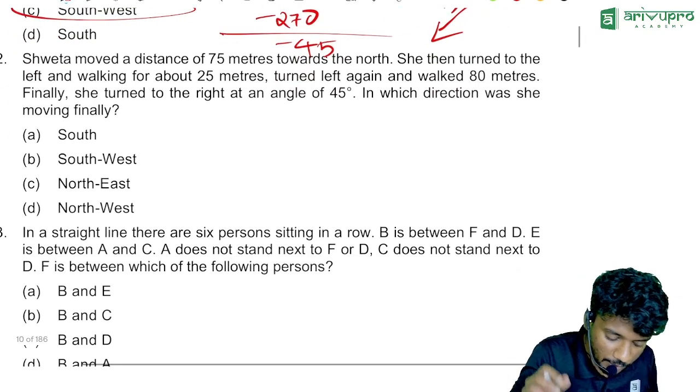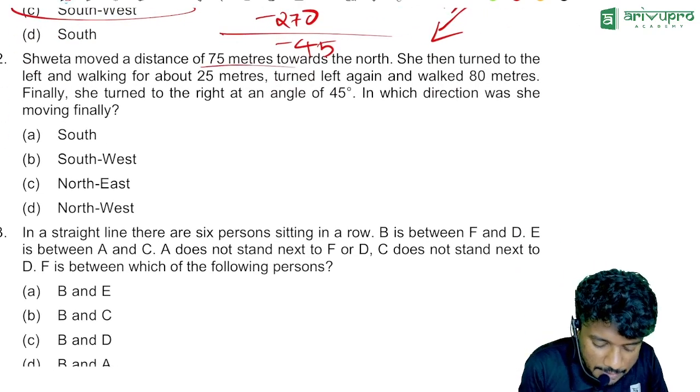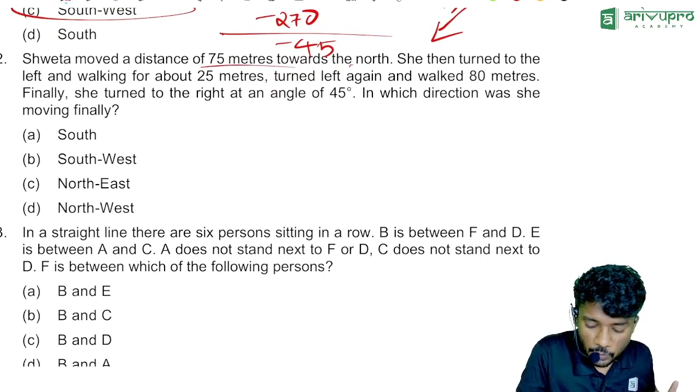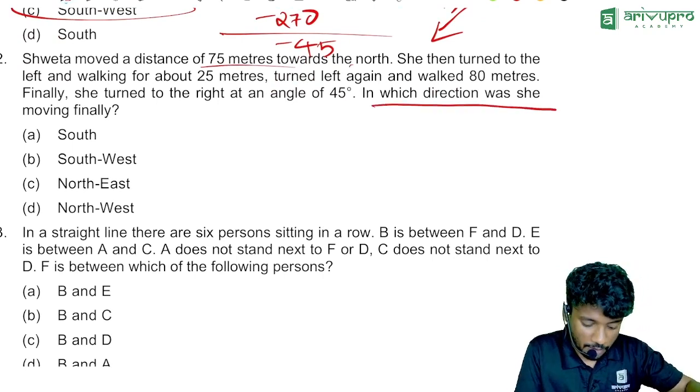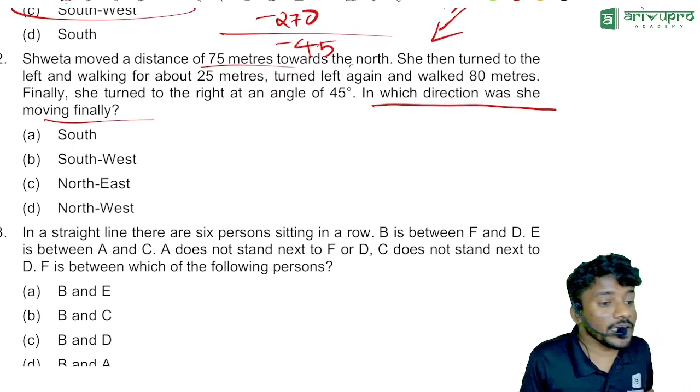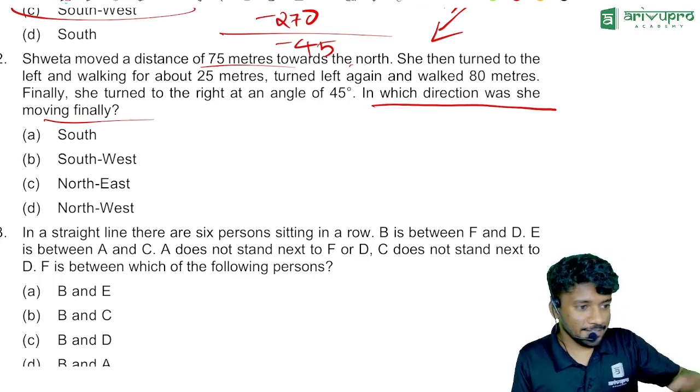Next one. Look at the question. Sweda moved 75 meters. We'll read the last one. In which direction was she moving finally?